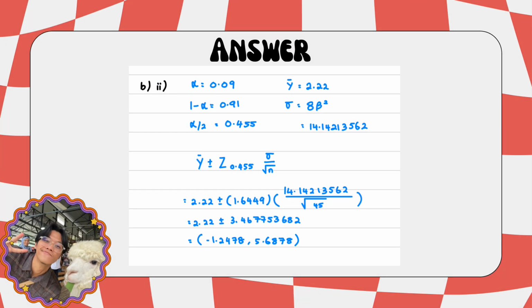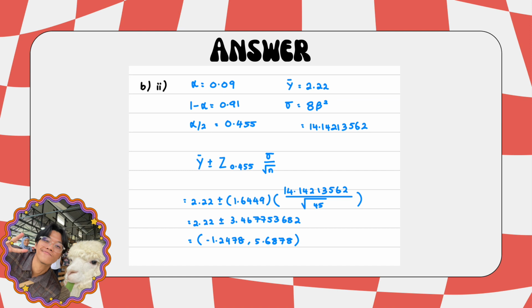For question B2, it asks us to find a 90% confidence interval for mu. It has given a summation of yi is equal to 100 and beta is equal to 5. From the previous question, we obtained n is equal to 45. Firstly, find the value of alpha, 1 minus alpha and alpha over 2. So we get 0.09, 0.91 and 0.455 respectively.